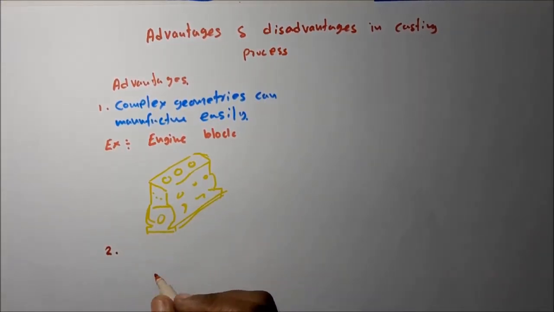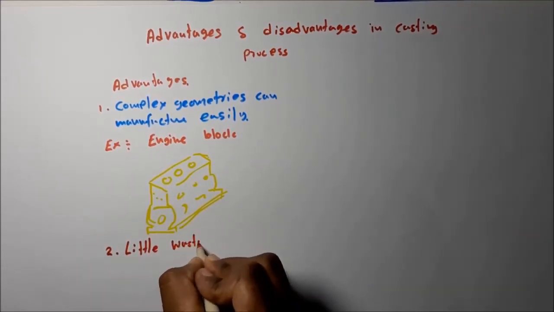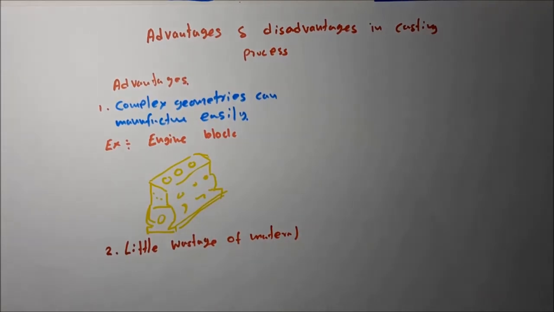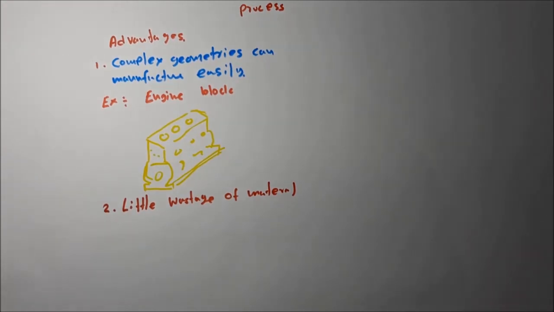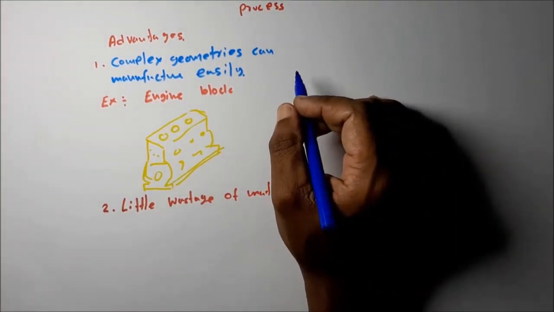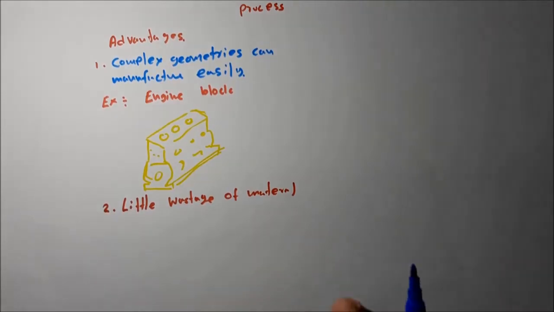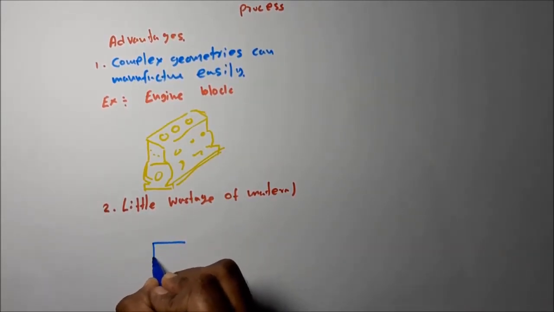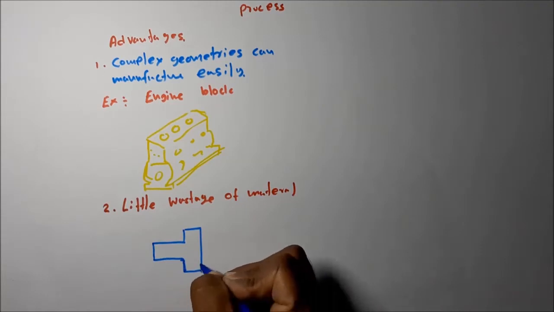The second main advantage is little wastage of material. Very little wastage of material in this casting process. But if you take any other manufacturing method like machining operations, we are removing unwanted material to get the final dimensions and shape, so the entire removed material is wasted. But in this situation, we are pouring the molten metal into a mold cavity having the opposite shape of the required shape. So there is very little material wasted.